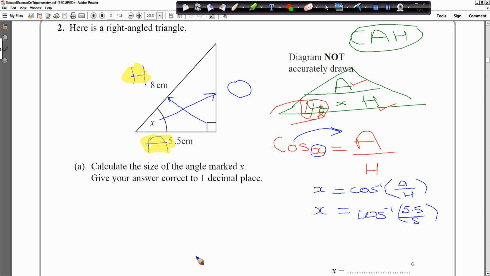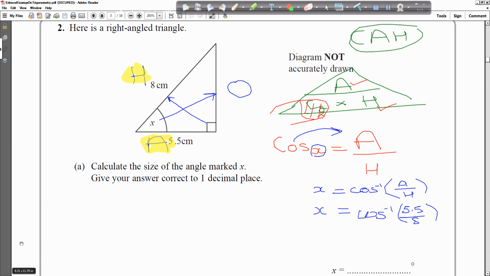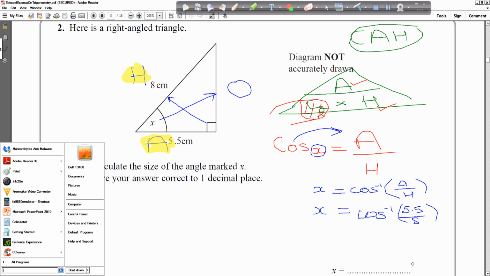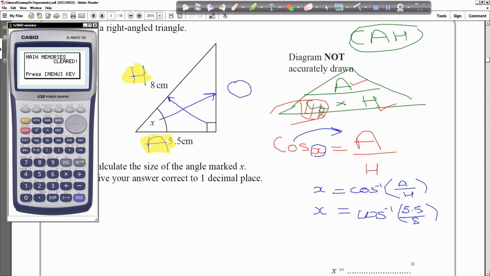Okay, now we need to put this into our calculator. Menu, shift, menu, math. Radians, should be degrees. Good, done.